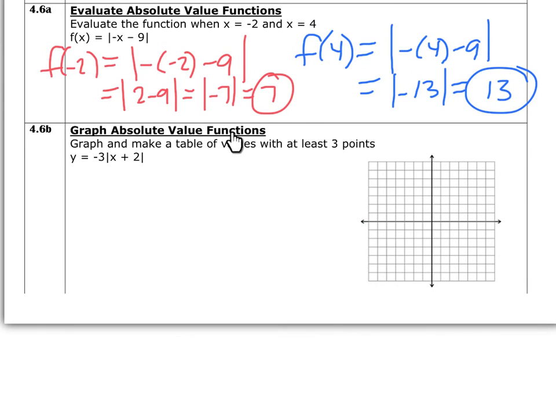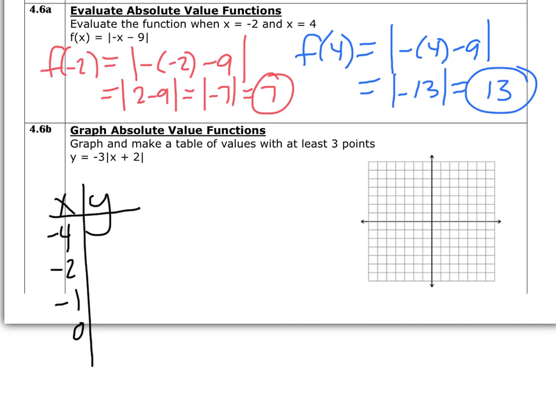4.6b wants us to graph absolute value functions. So here they want us to make a table of values and have at least 3 points. So the key here is to make sure you pick enough points, and we know that absolute value makes a V shape. So I have an idea of where this graph is going to land, so I'm going to manipulate my numbers a little bit. I'm going to actually choose the numbers -4, -2, -1, and 0.